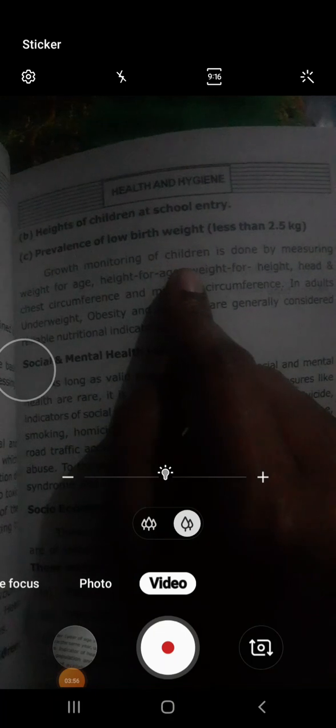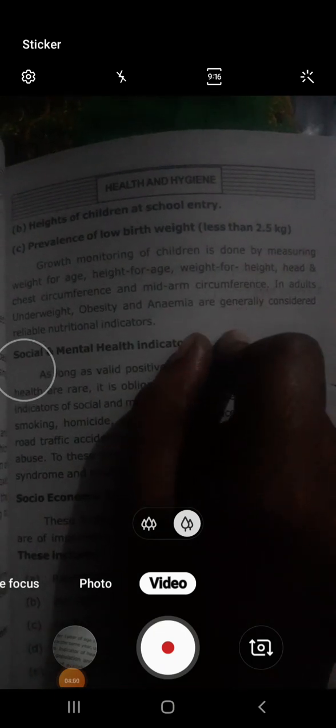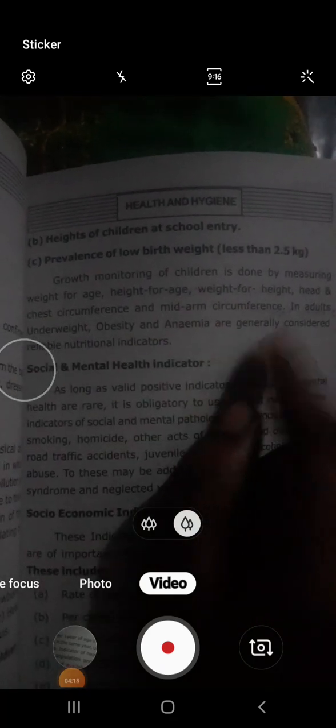Okay, next we are going to have prevalence. Next one is height of the children at school entry, and also prevalence of low birth weight. Low birth weight means the baby is born at less than 2.5 kg. Height for age, weight for age, and weight for height, head and chest circumference, mid-arm circumference. In adults, obesity, underweight, anemia. So these are all considered nutritional indicators.